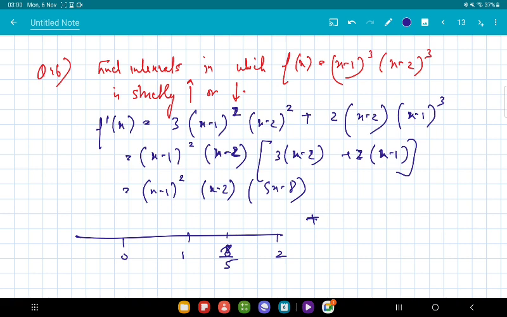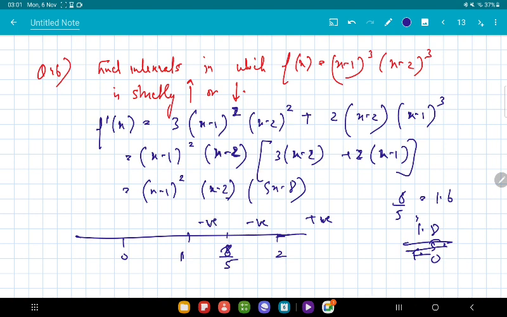So here, 8 by 5 is nothing but 1.6. So from 1.6 to 2, if you put any number like 1.8, 8 fives are 40, so kind of 9 you're getting. This will be positive, and 1.8 this will be negative. So here you are getting a negative. Positive, positive, negative, and here it will be negative.